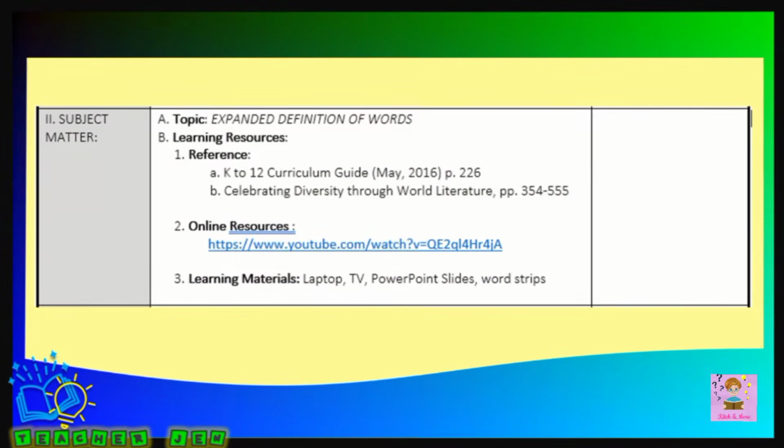Now we have the subject matter part. Of course, andito yung topic natin which is about expanded definition of words. Huwag nating kalimutan yung learning resources natin, ang ating CG at LM, pati na rin yung ating TG. Meron din akong ginamit na online resources dito. Andito rin yung mga learning materials na gagamitin sa pag-deliver ng lessons like laptop, TV, PowerPoint slides, and word strips.